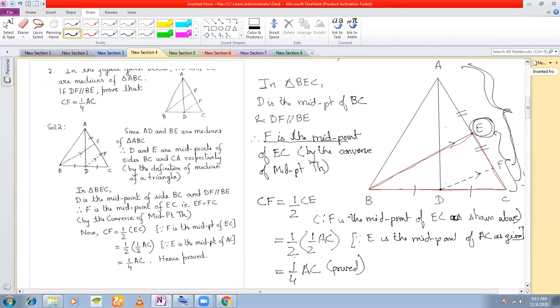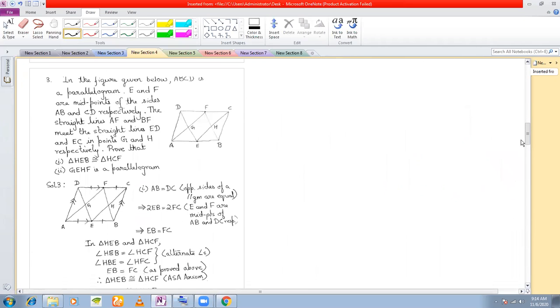Okay, that was simple enough. But in this problem, we use the converse of the midpoint theorem. Instead of using the midpoint theorem, we use the converse of the midpoint theorem. Let us look at the next problem. In this figure, ABCD is a parallelogram.